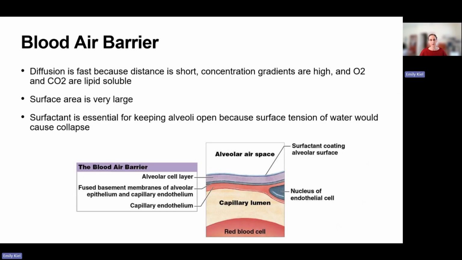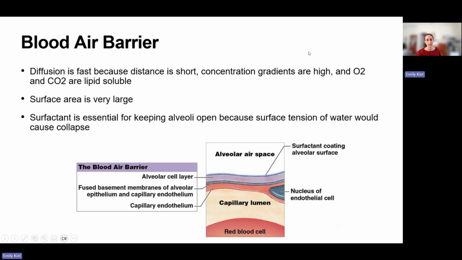So the blood-air barrier is the place where gas exchange occurs. The diffusion of the air is really fast, the distance is short, and the concentration gradients are super high. Oxygen and carbon dioxide are lipid soluble. That means they're going to be able to move through the cell membranes without a lot of problems. Again, the surface area is really large with those alveoli, and that surfactant, which is so essential for keeping alveoli open, because surface tension of water would just mean that they collapse.